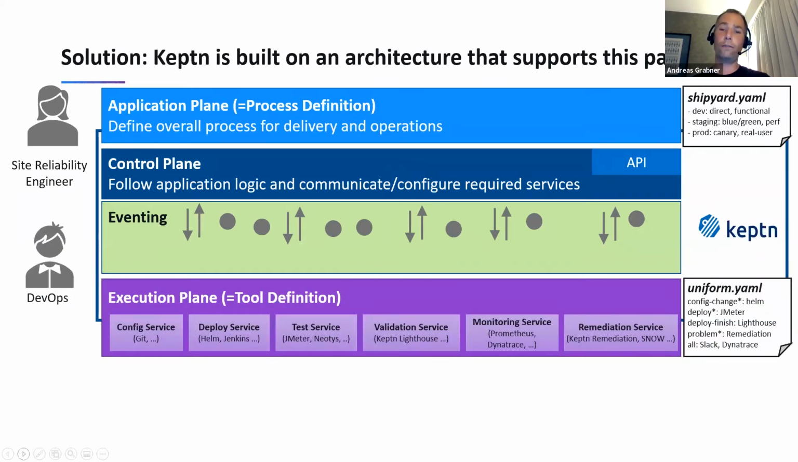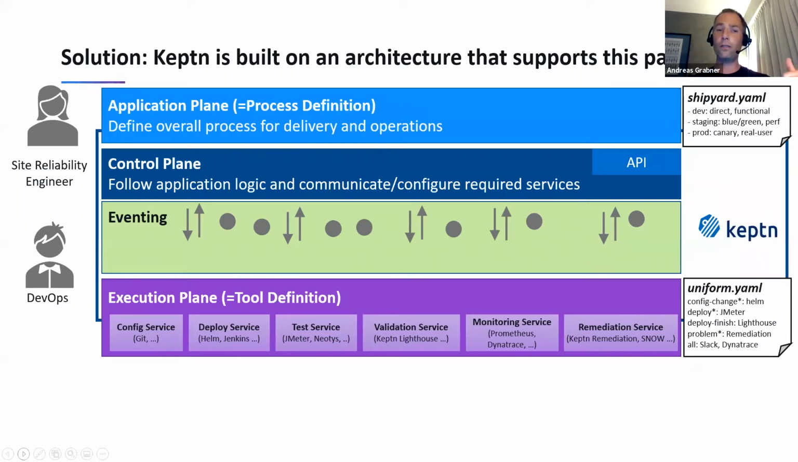Then we have the tooling. We call the tooling definition, or we do this in a so-called uniform. So the uniform is the Captain uniform. It wears the tool belt. So here you basically say, okay, I want to use Helm for deployment. I want to use JMeter for testing. I want to use Slack for notifications. I want to use Prometheus for monitoring. And then you just define this in that particular file. It's a complete separation of concerns.